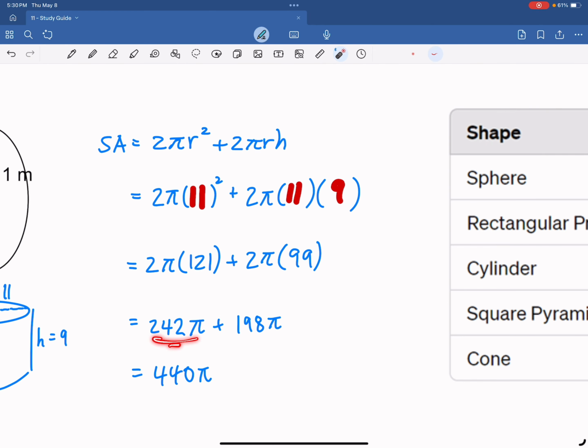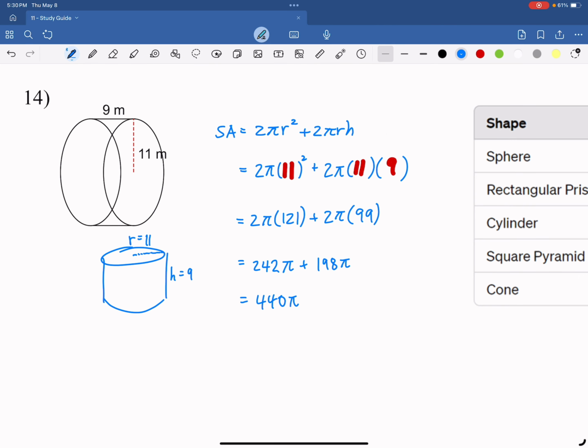Right? These are like terms. They both have pi. And then finally, if you get the decimal approximation for this, that should give you 1382.3 meters squared. Because technically there's an invisible 0 here, so that's still to the hundredths place.